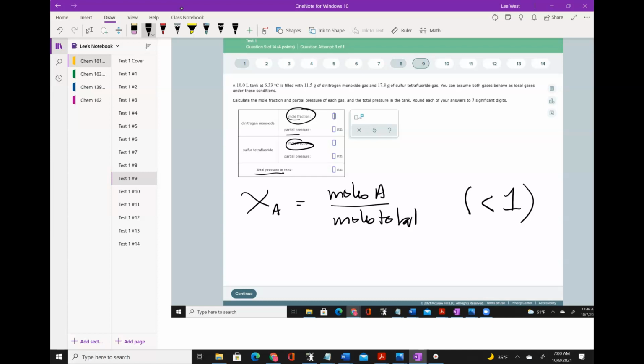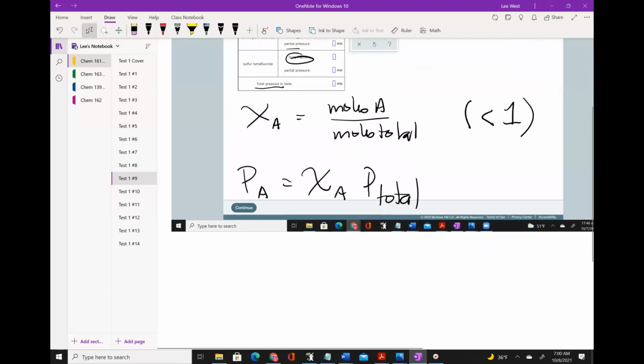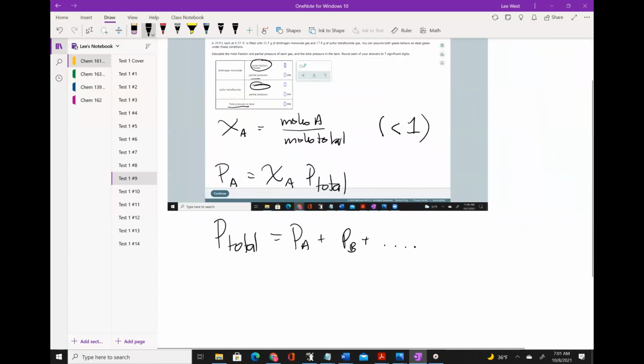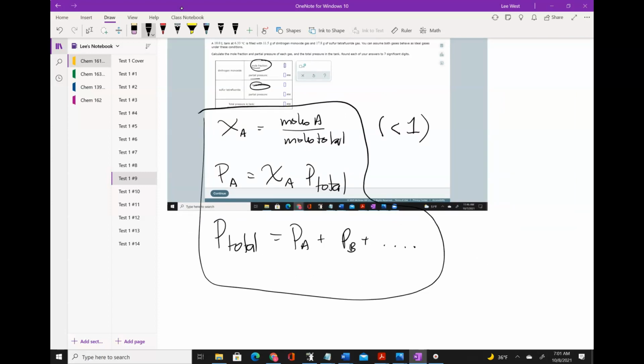The partial pressure of, say, component A is just equal to its mole fraction multiplied by the total pressure. That's a relationship worth having. If the total pressure is 1 atmosphere and half of your moles are A, then the pressure of A would be 1/2. And the final one is Dalton's law of total pressures: the total pressure is equal to the sum of the pressures of all the components. They're the tools, if you will, that we're going to use for this.